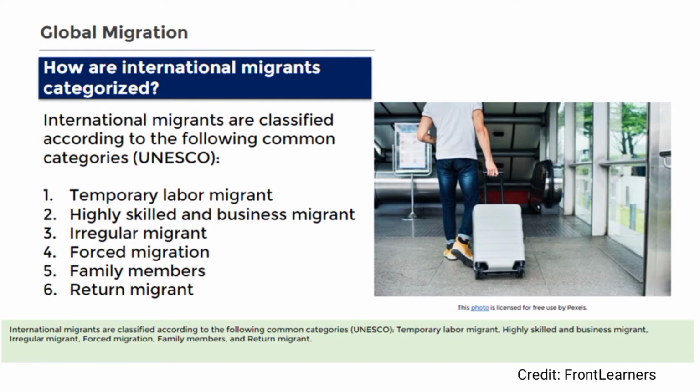How are international migrants categorized? International migrants are classified according to the following common categories from UNESCO. First, temporary labor migrant. Second, highly skilled and business migrant. Third, irregular migrant. Fourth, forced migration. Fifth, family members. Sixth, return migrant.